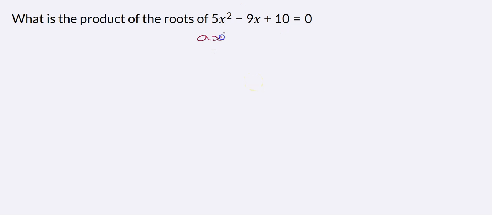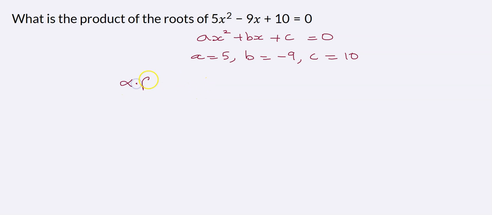We have ax squared plus bx plus c equal to 0. Here we have a equal to 5, b equal to negative 9, and c equal to 10. What we need to do here is remember that the product of the roots of a quadratic equation is equal to c over a, which is equal to 10 over 5, and that is going to give you 2. So the product of the roots of this quadratic equation is 2.